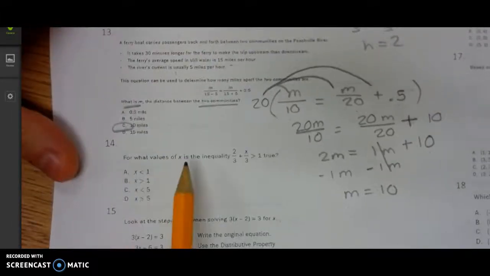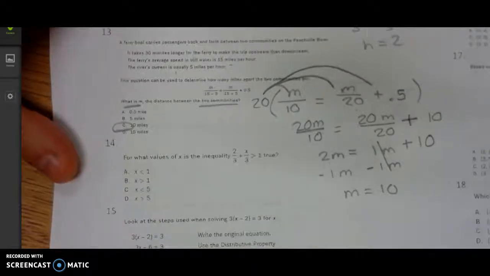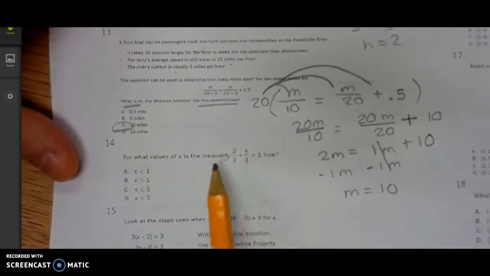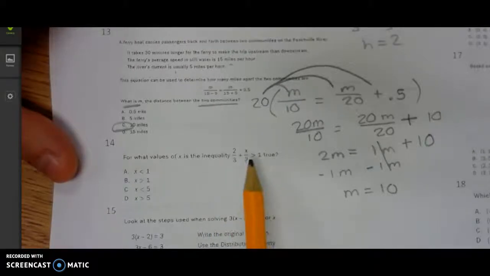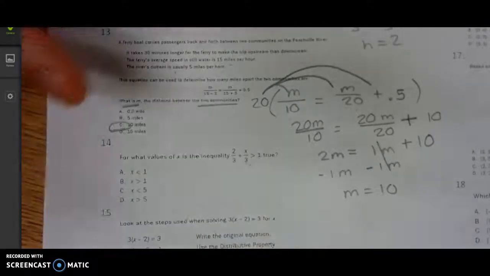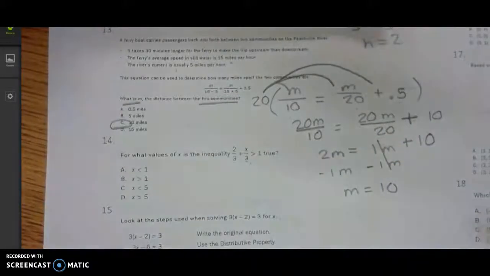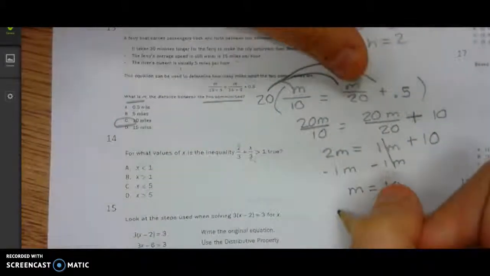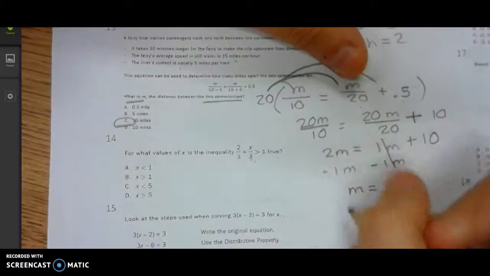14. What values of x is the inequality going to be true? So we need to solve this inequality, right? It's an inequality because it does not have an equal sign. But we're doing the exact same thing. Remember, if I multiply by a negative, my sign changes, but I'm not multiplying by a negative here because these are positive 3's. So let's multiply by a 3 to get rid of everything. So let's rewrite that.